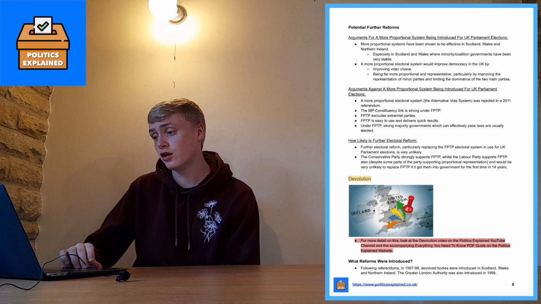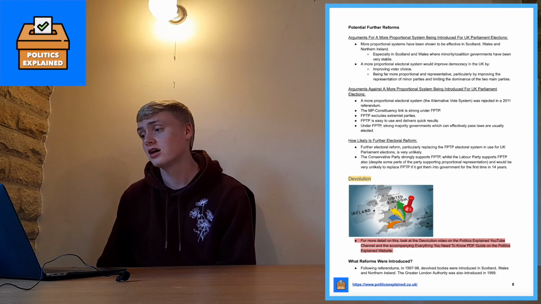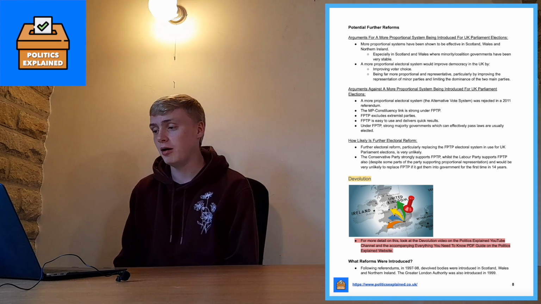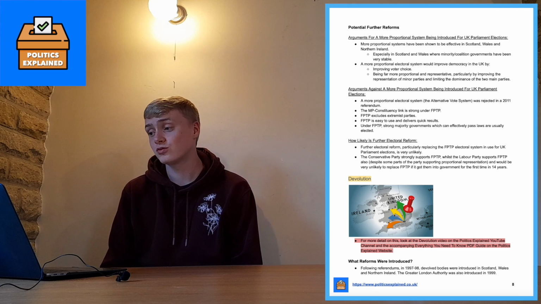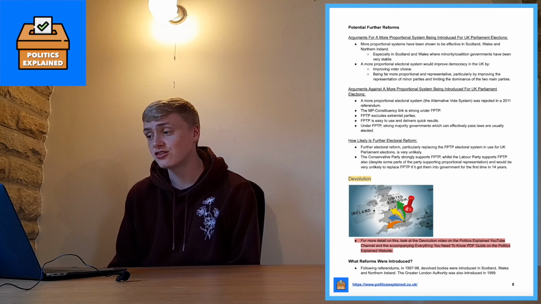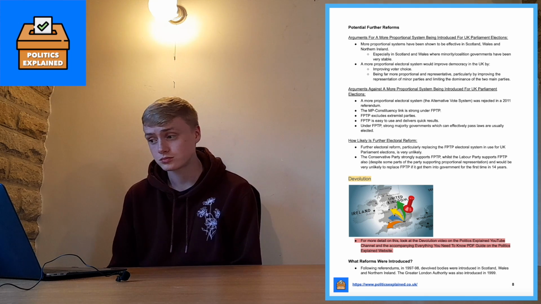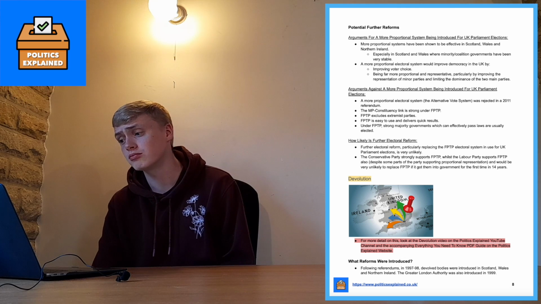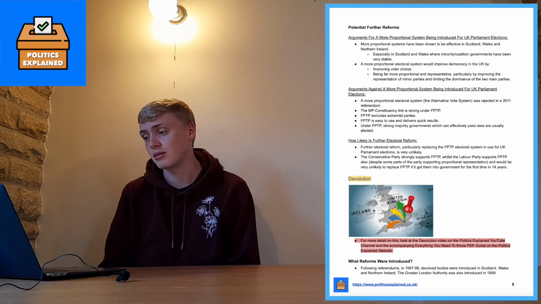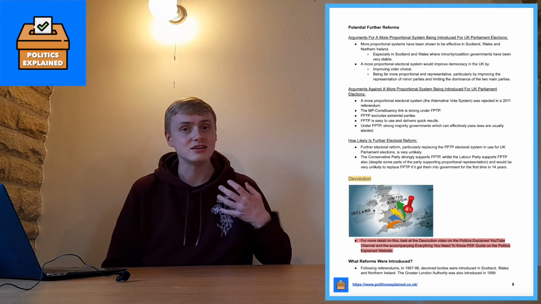In terms of potential further reforms, again, look at the electoral systems video for more detail on this. The arguments for a more proportional system being introduced for UK Parliament elections are that more proportional systems have been shown to be effective in Scotland, Wales and Northern Ireland, especially in Scotland and Wales, where minority and coalition governments have been very stable. A more proportional electoral system would improve democracy in the UK by improving voter choice and being far more proportional and representative, particularly by improving the representation of minor parties and limiting the dominance of the two main parties.